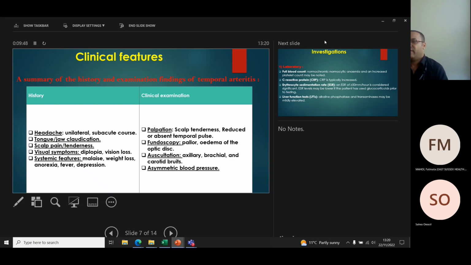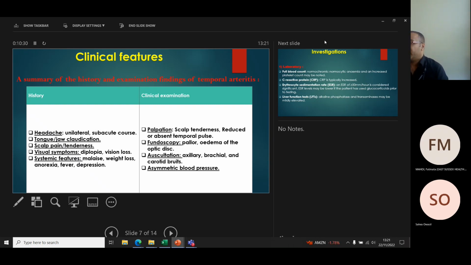History again. We can find headache, which is very important. There is no patient with temporal arteritis without headache, actually. So if there is no headache, you don't have to think about temporal arteritis. Headache is the pathognomonic symptom of the patient with GCA, and it will be unilateral most of the time and subacute, within a couple of weeks, on and off or getting worse. Number 2 is tongue and jaw claudication, because of masseter muscle involvement. Then scalp pain and tenderness: the patient himself will tell you there is pain on the side when getting to sleep, touching a pillow, or touching my temple.